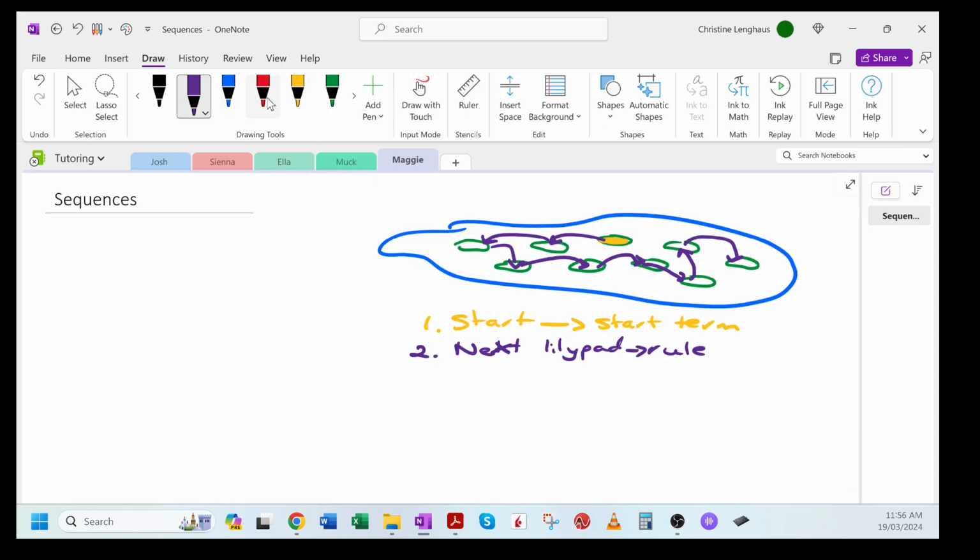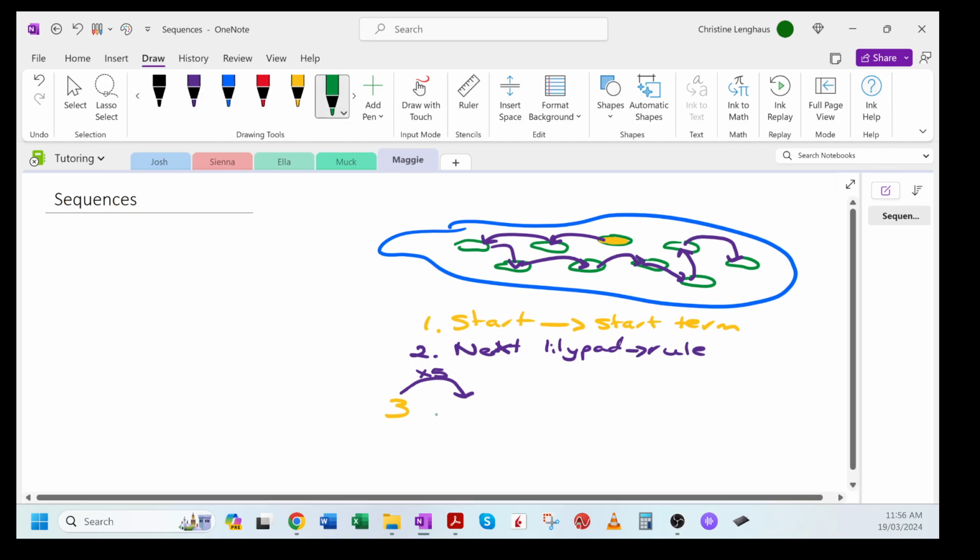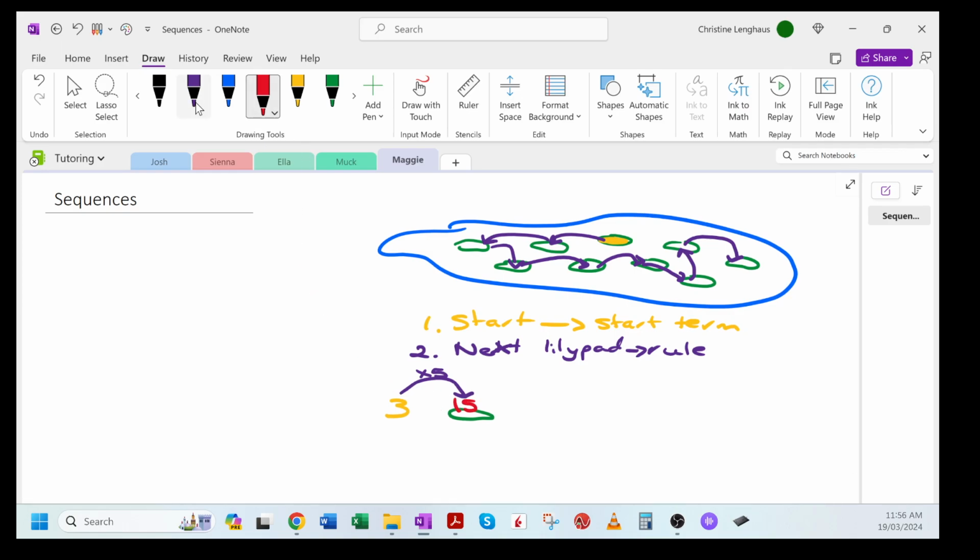So you might have, for instance, you might start with 3 and your rule might be to multiply by 5. So you know that the next lily pad would be 15. And then the next lily pad would be another multiply by 5 and I would get 75. And I could keep going and go to the next lily pad and the next lily pad and the next lily pad. Yeah? So I need to know where to start and how to get to the next lily pad.